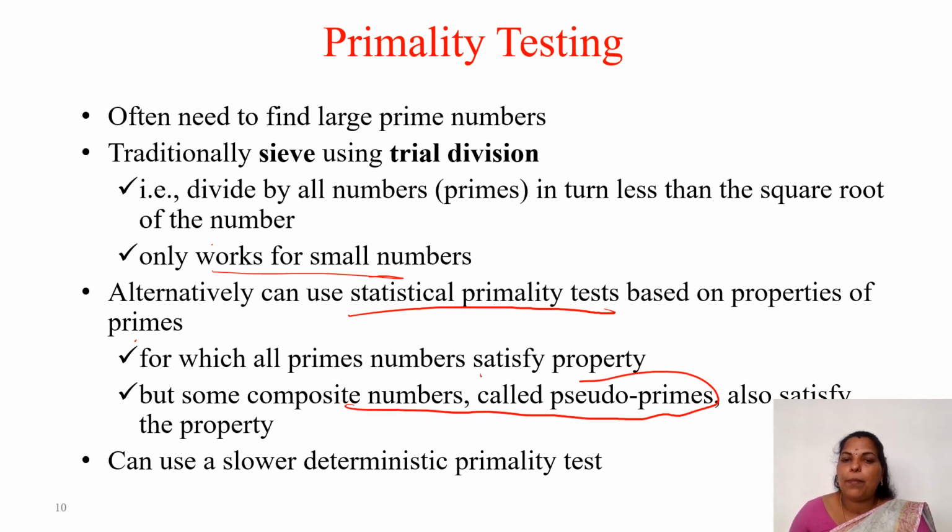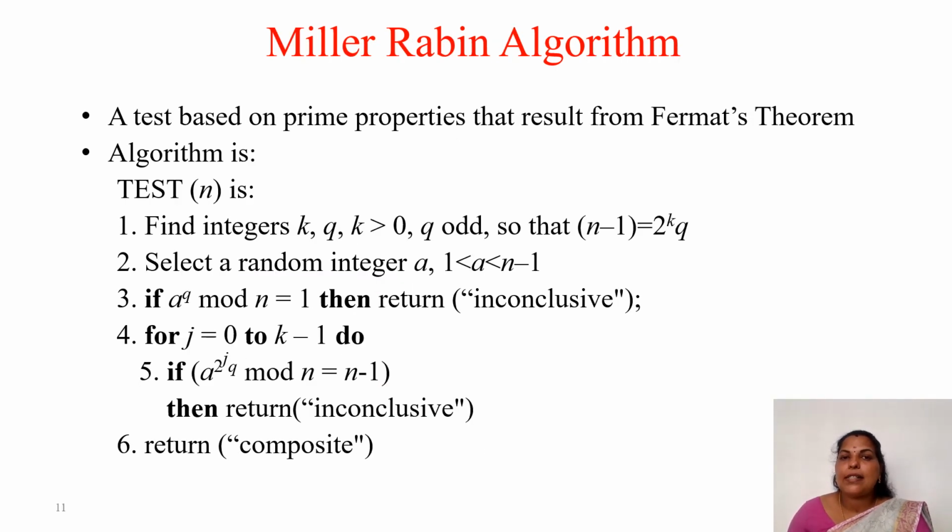So what does pseudo prime mean? The primality test says it is inconclusive, that is, it can't conclude whether the number is prime or not. So it may be prime or may not be prime. Some numbers are composite, and those composite numbers we call pseudo primes. So we can use a slower deterministic primality test. A very famous and important primality test is the Miller-Rabin algorithm.